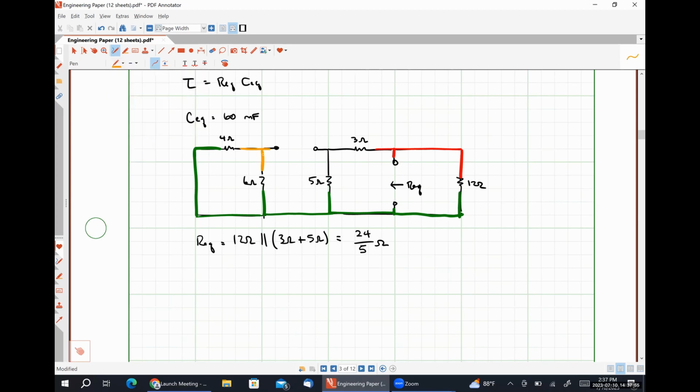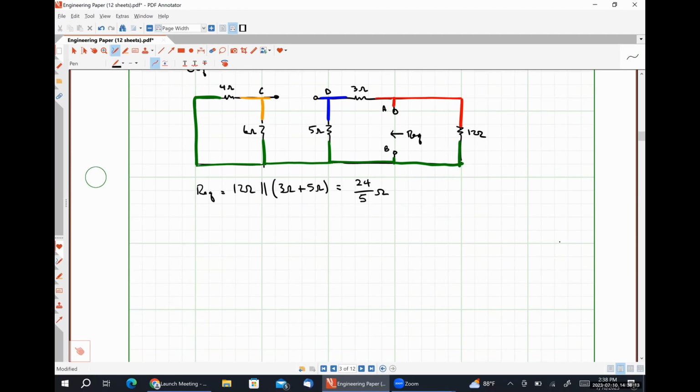This node here, and this node here. And let me label some terminals. I'm going to call this A, B, C, and D. I'm trying to find the resistance seen between terminals A and B, right? So if I put A here and B way over here, between A and B directly, I have a 12 ohm resistor.